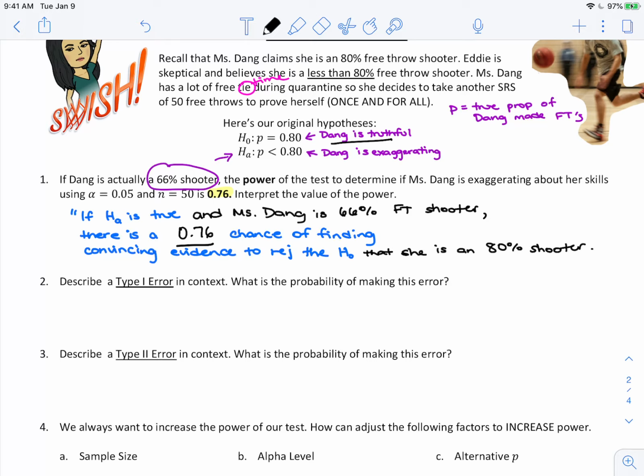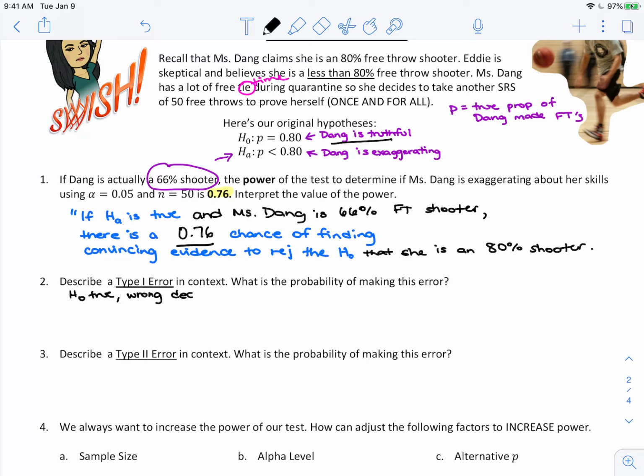That's simple. Okay, step 2. Number 2, describe a type 1 error in context. What is the probability of making this error? I usually just write the notes to myself. So type 1 means the H0 is true, wrong decision.